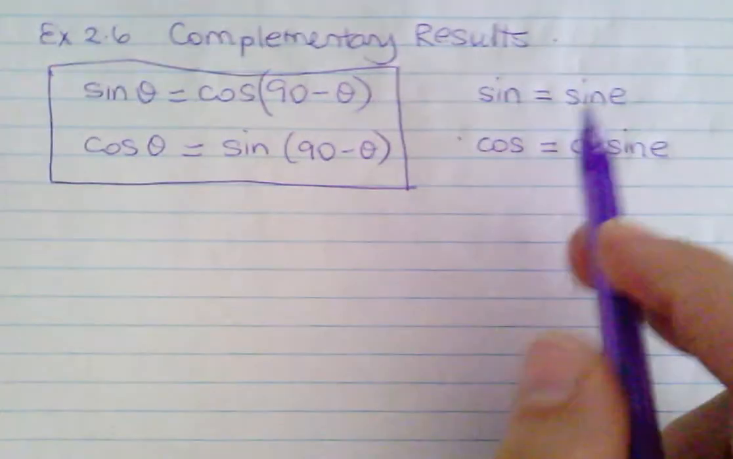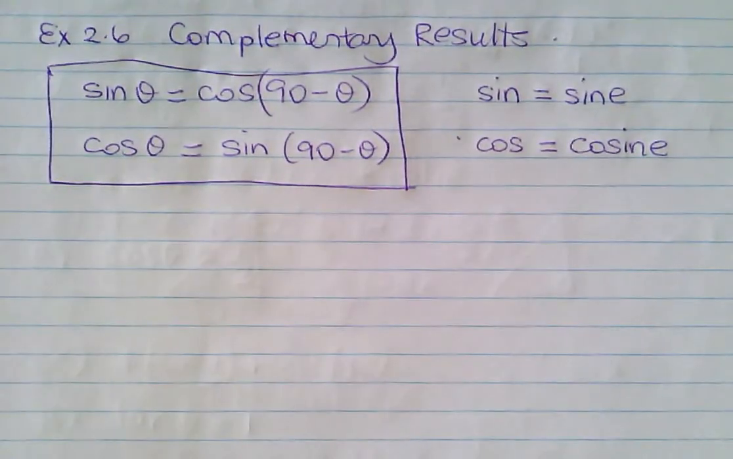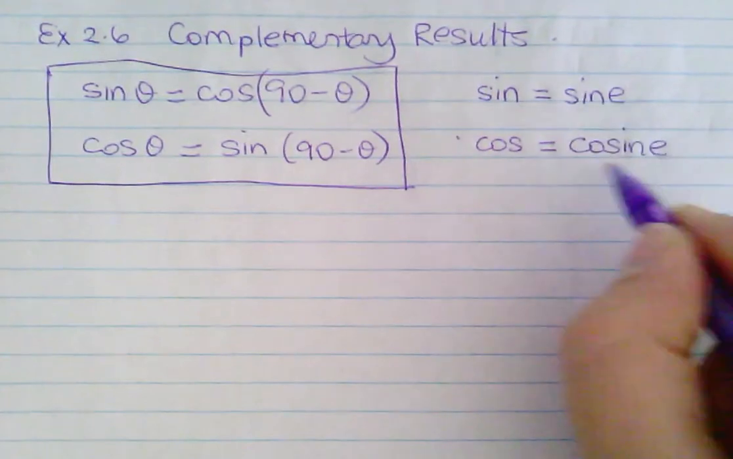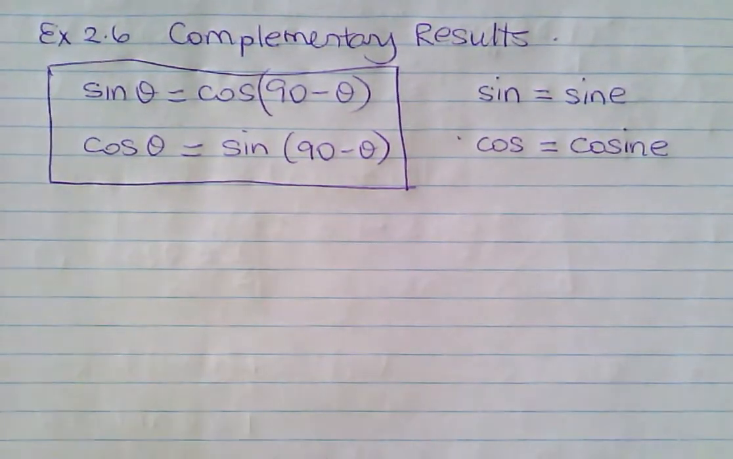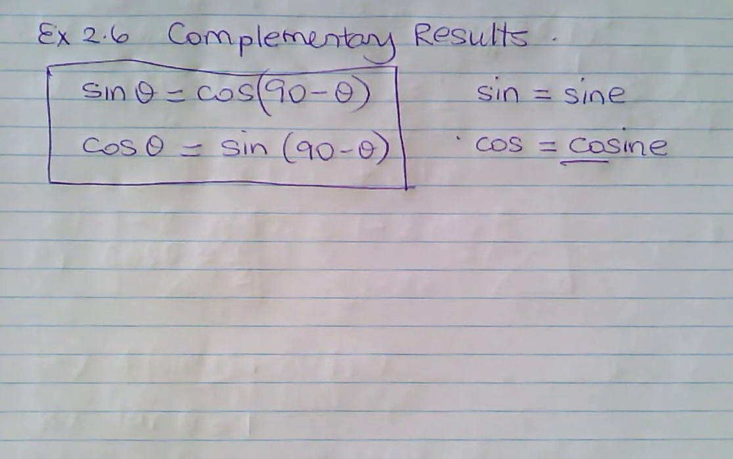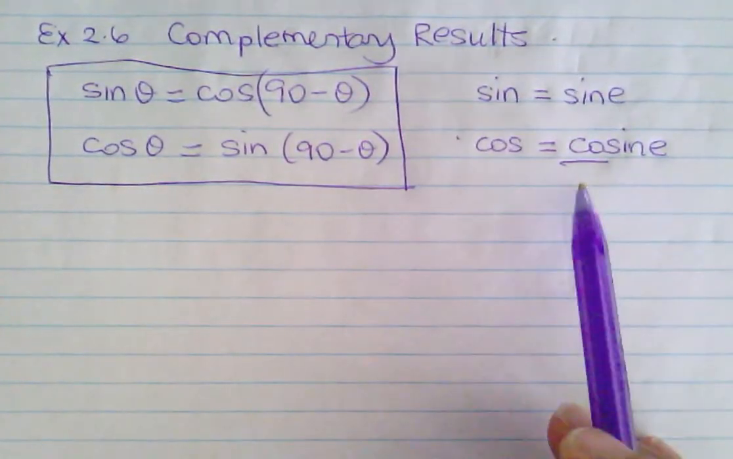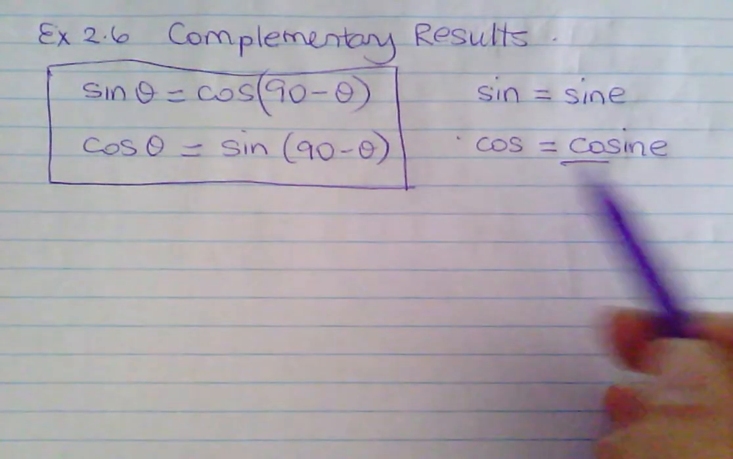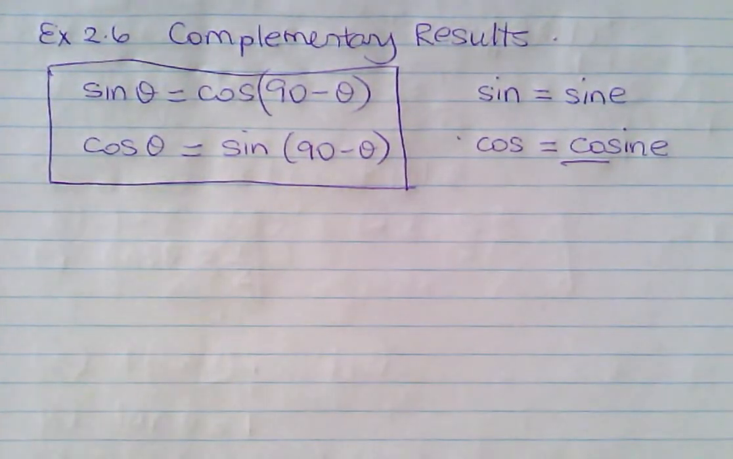So sine is really sine, and cos is really short for cosine. Now, if you look at sine and cosine, what is the difference between those? Co. Guess what that means? They're complementary. From your work with angles, the difference between them is co, that's co for complementary. So they're complementary angles.